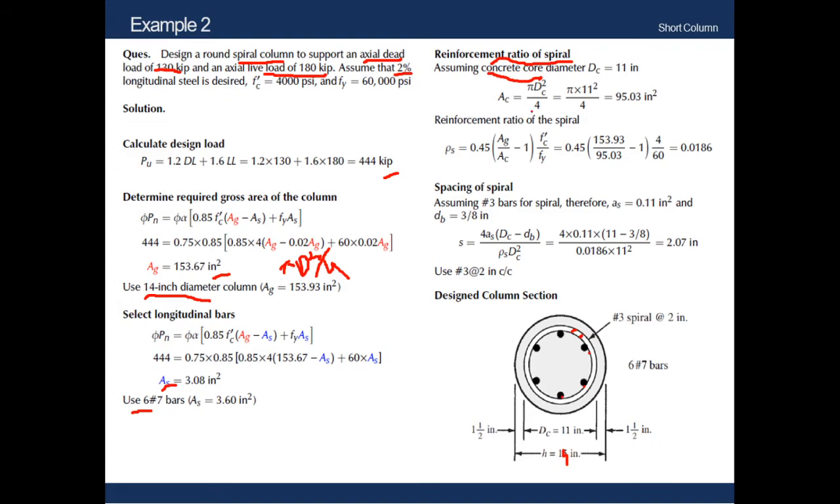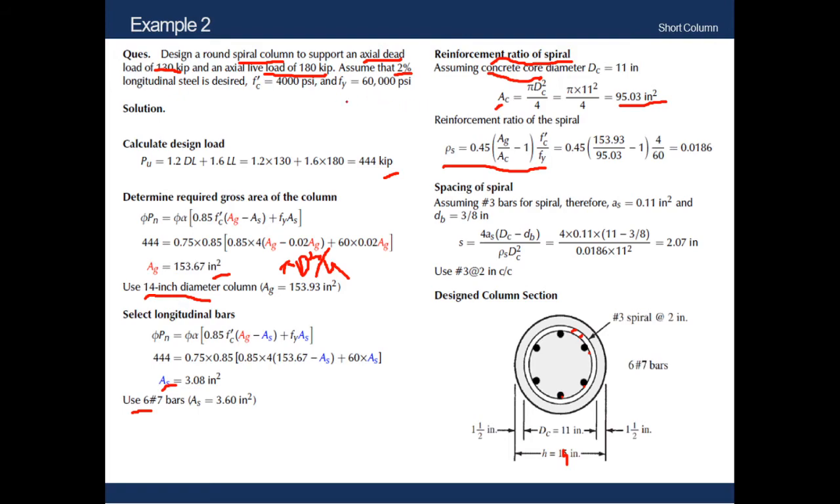So the area of the core will be pi Dc squared by 4. So we are getting the area of the core. Now we need to calculate the reinforcement ratio for the spiral. The reinforcement ratio for longitudinal bars is given as 2%, but now we have to calculate the reinforcement ratio for spiral. In order to calculate that, we need to remember this formula, which is 0.45 (Ag/Ac minus 1) Fc prime divided by Fy.